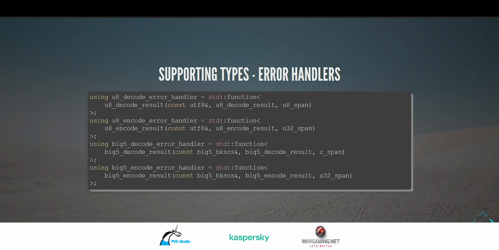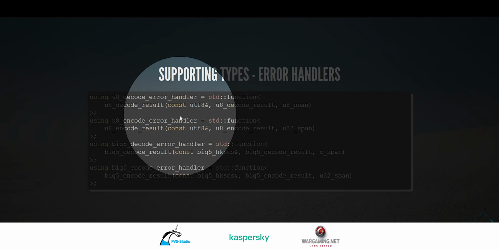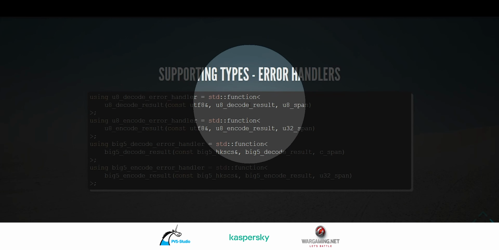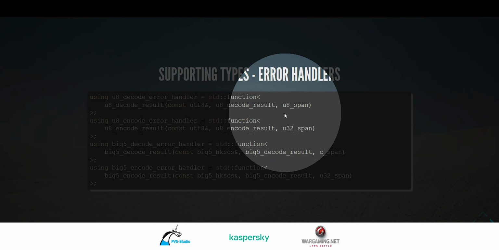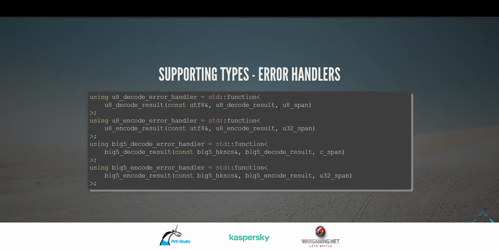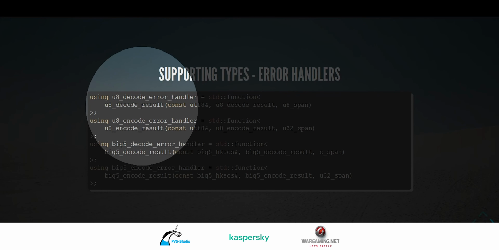For the error handlers, it's pretty straightforward. What we do when an error happens is we pass you the original encoding, the current result that would happen, and a U8 span. And what you're supposed to return out from all of this is a result type by value.